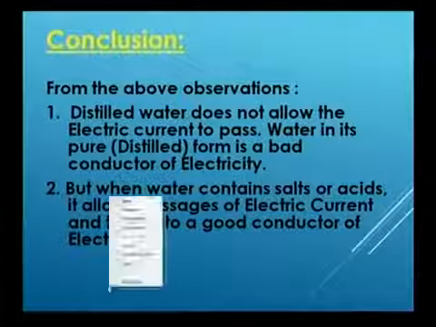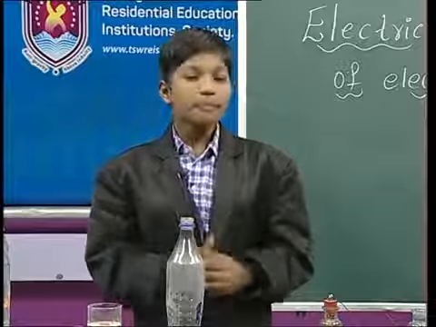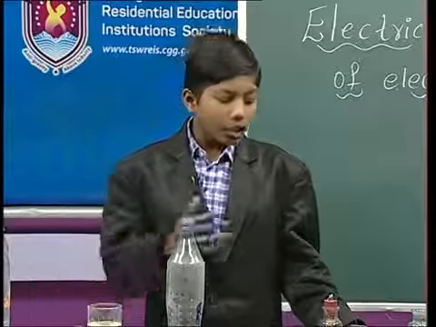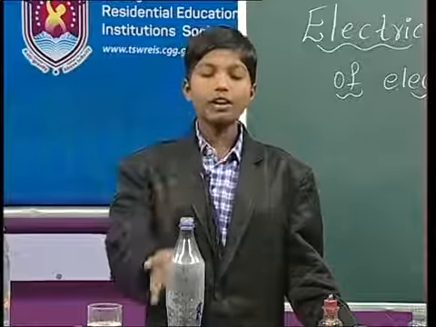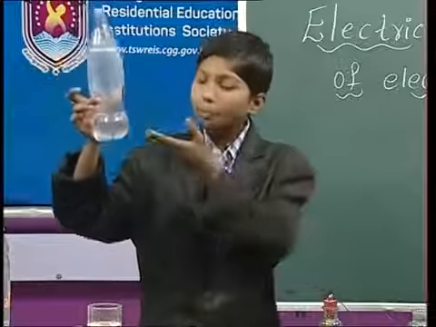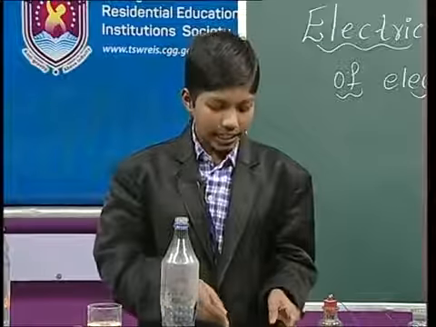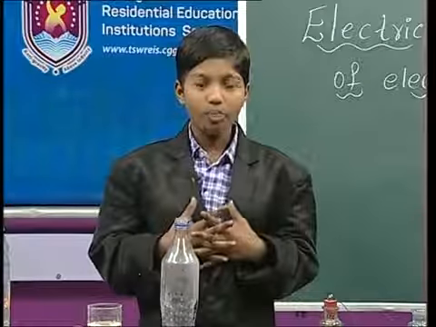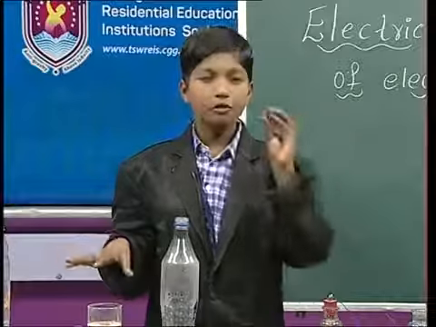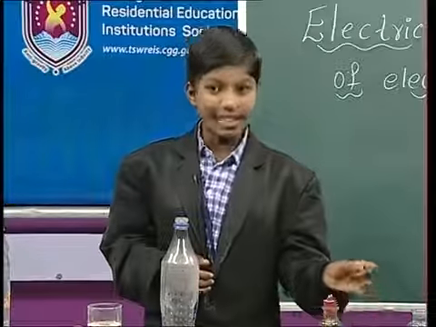And friends, see the second point: when water contains salts or acids, it allows the passage of electric current and turns into a good conductor of electricity. So finally we notice that distilled water is not a good conductor to pass electricity, but drinking water and mineral water are good conductors of electricity. Friends, I hope that you never touch the electrical appliance with wet hands, and if you want to try this experiment in your schools, you have to be very careful.